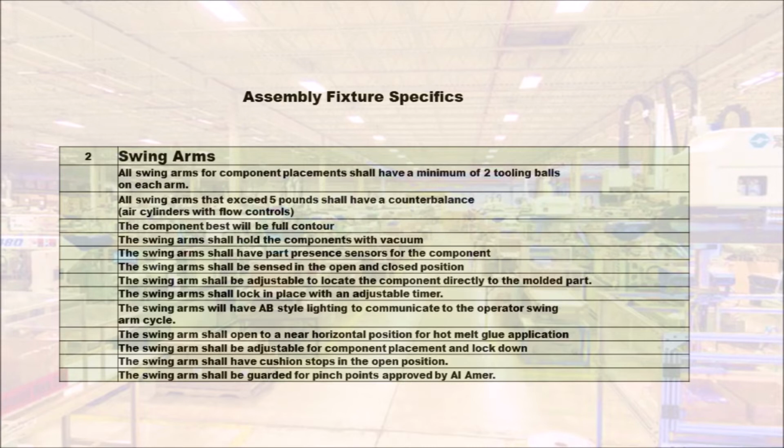The swing arm shall be adjustable to locate the component directly to the molded part. The swing arms shall lock in place with an adjustable timer. The swing arms will have AB-style lighting to communicate the swing arm cycle to the operator. The swing arm shall open to a near horizontal position for hot melt glue application. The swing arm shall be adjustable for component placement and lockdown. The swing arm shall have cushion stops in the open position. The swing arm shall be guarded for pinch points, approved by Amer.